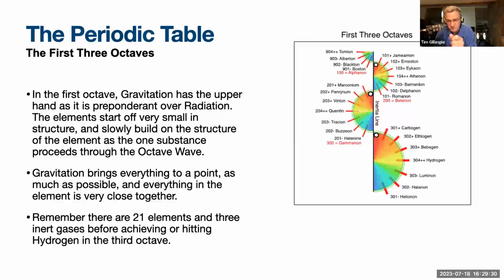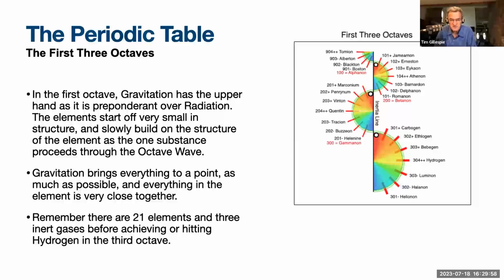These are very small elements coming off of Alphanon. These are very small little solar systems. And I want to remind you that our solar system is either iron or manganese. So these are also solar systems. They may be smaller and less complex, but they work the same way.